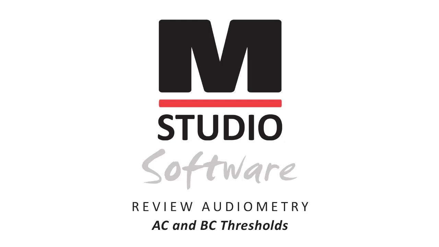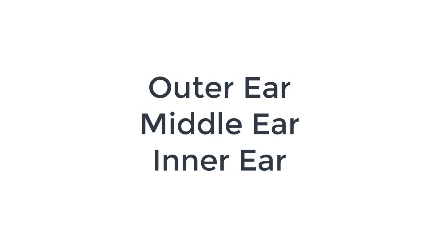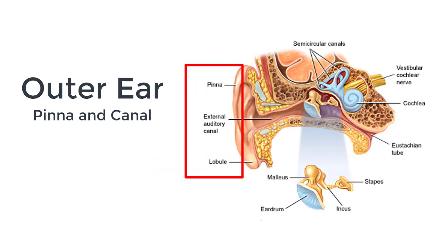In this video, we are going to review audiometry and how to perform the audiometry test within the new MedRex Studio software. So as a refresher, the ear anatomy consists of the outer ear, the middle ear, and the inner ear. The outer ear has the pinna and the ear canal.